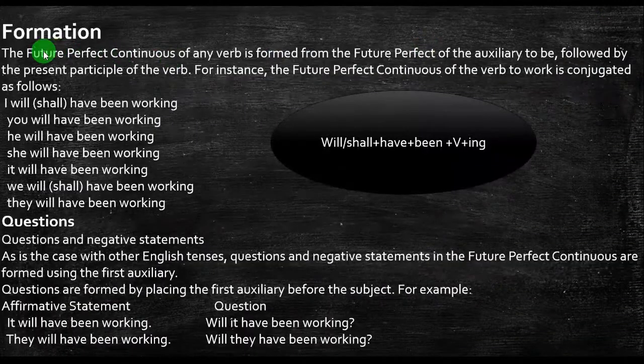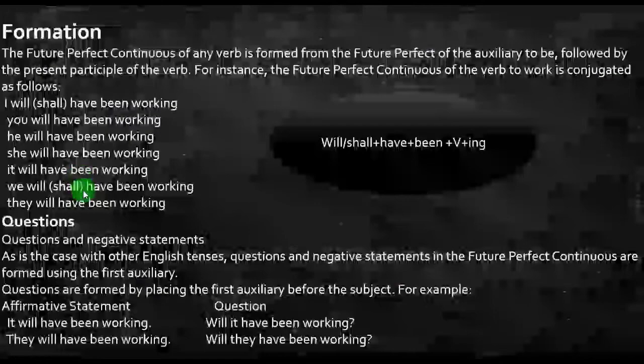So now let's learn its formation, that how it is formed. So the future perfect continuous of any verb is formed from the future perfect of the auxiliary to be, followed by the present participle of the verb. For instance, the future perfect continuous of the verb to work is conjugated. Here in the examples it has been shown.